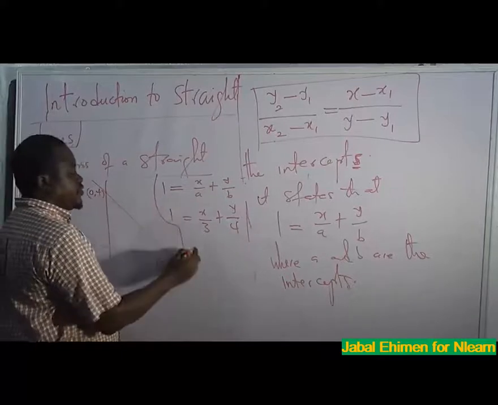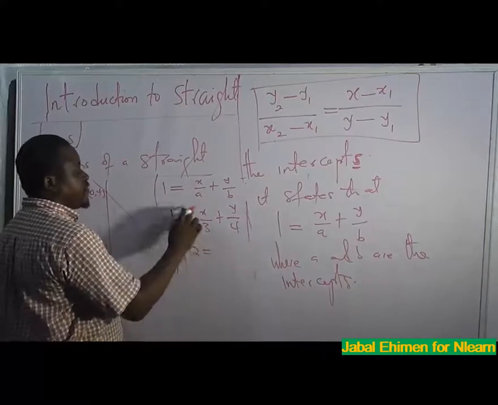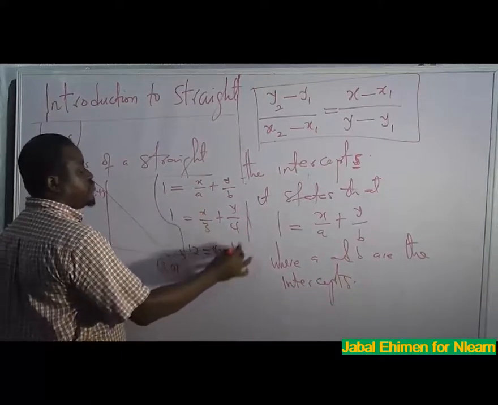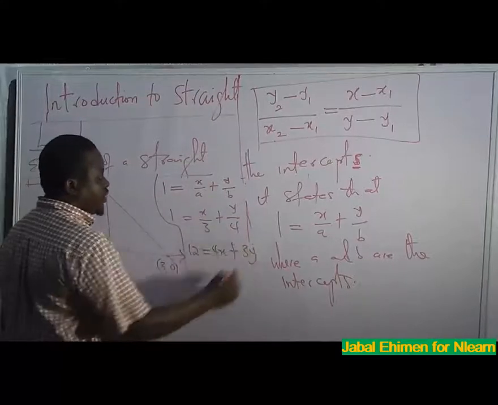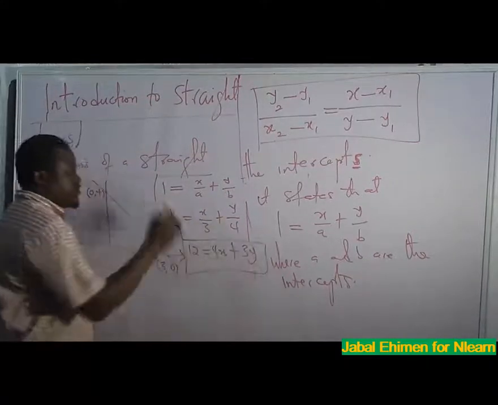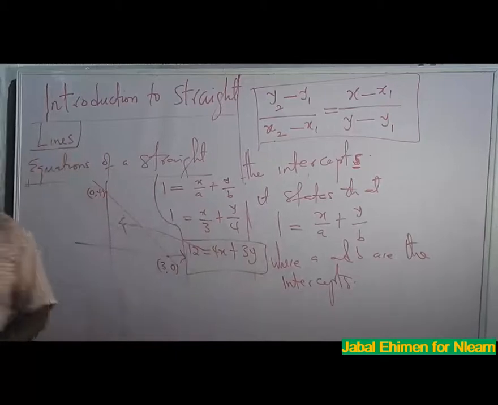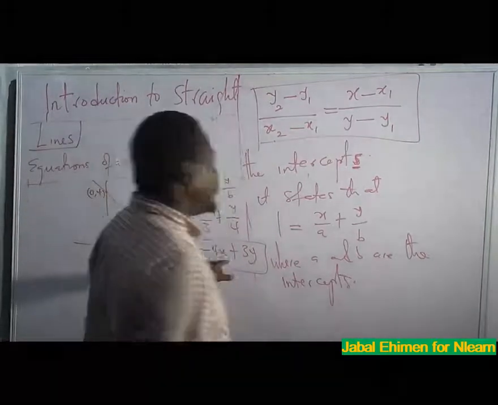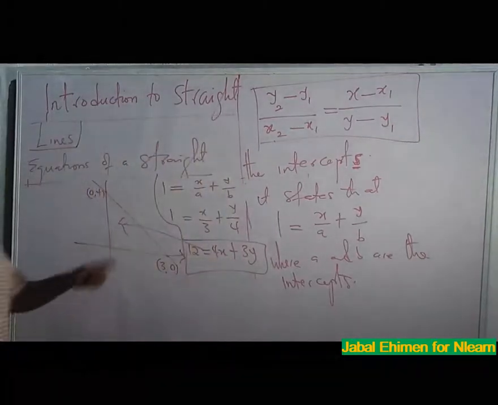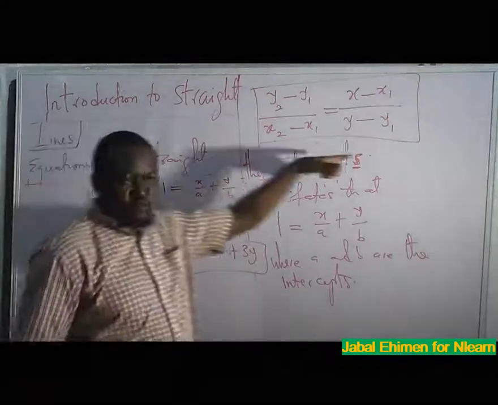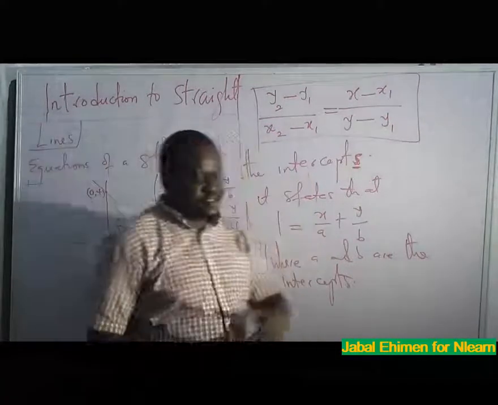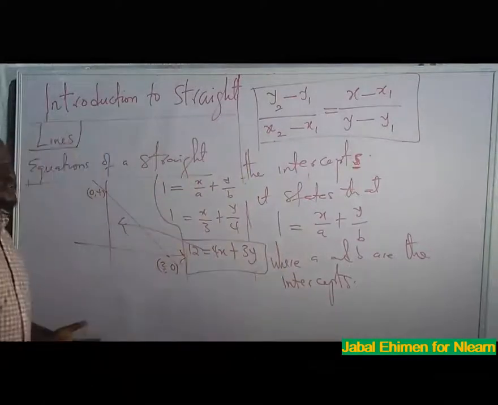Multiply here by 12, that will be 12. Multiply by 12, that will be 4x. Multiply by 12, that will be 3y. So the equation is this. Now, that's that. So you've been able to understand how this works. So we have the intercept form, the two-point form, the one-point form, and so on.